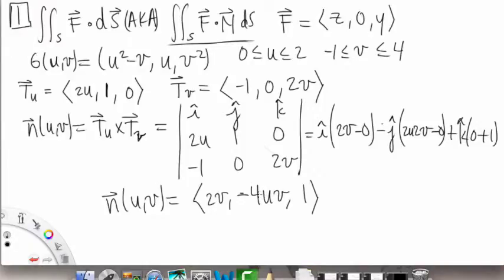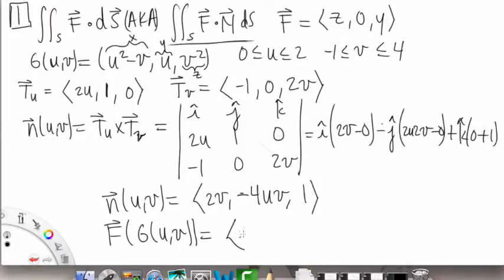And then let's see what our f of g of u, v is. So in this case, our x is this thing, the first component. Our y is u, and our z is v squared. Okay, so f was z, 0, and then y. So z is now v squared, 0 is still 0, and y is u. All right? So now we need to take these and dot them with each other for our formula. So I'll continue on the next slide.